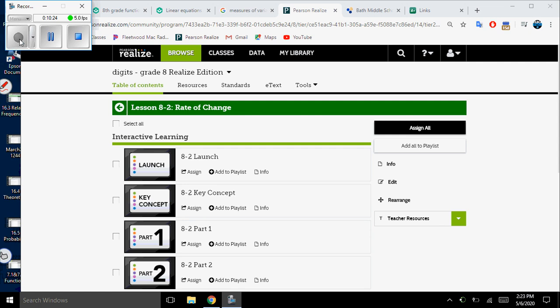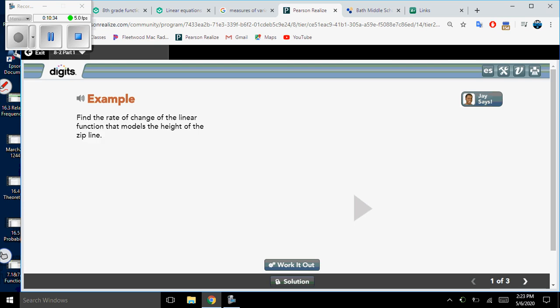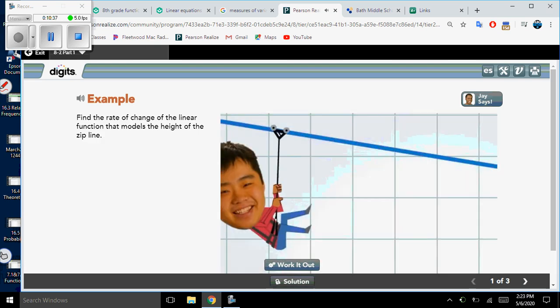All right, we're going to go ahead and add 8.2 rate of change in on this. Think rate of change. Another synonym for that would be the slope. We're going to hit up a couple of questions here from part 1. Rate of change of a linear function here.